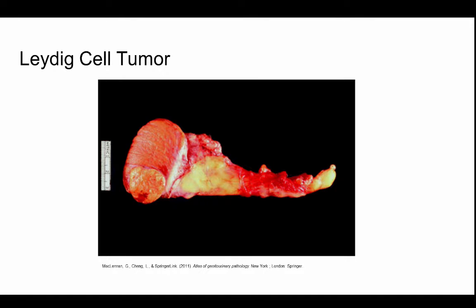So I'm going to run through a couple examples of some of these tumors. So this is a Leydig cell tumor. Usually these are well circumscribed grossly, kind of brown, mahogany colored.